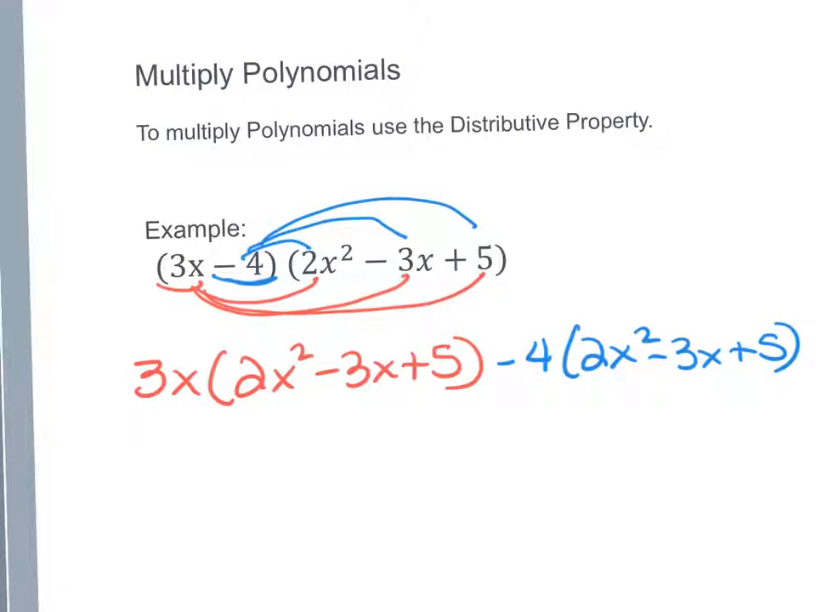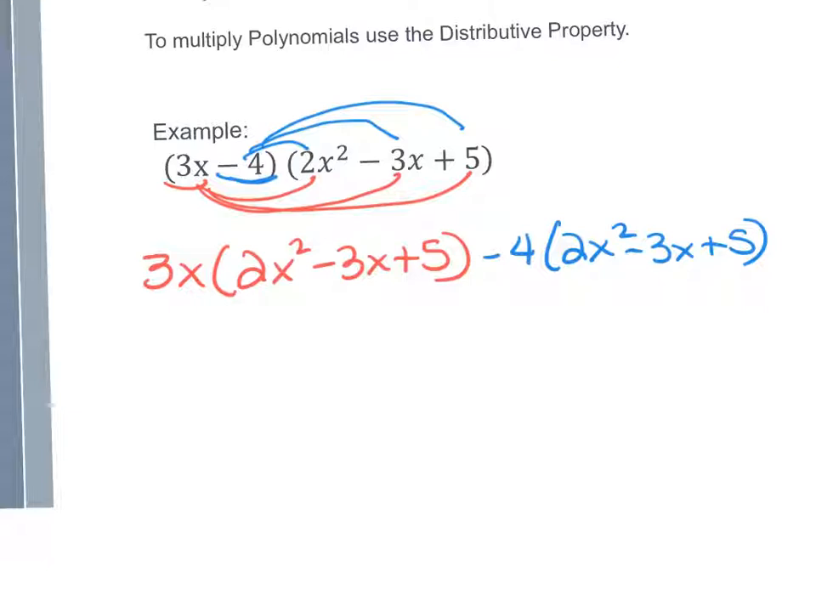Now, for those of you who can already see that you're going to distribute the 3x to that second trinomial and the -4, you don't need to rewrite it this way. But I just want to clarify that each of the terms of that first binomial are going to get distributed to the trinomial. So let's go ahead and I will distribute each term.